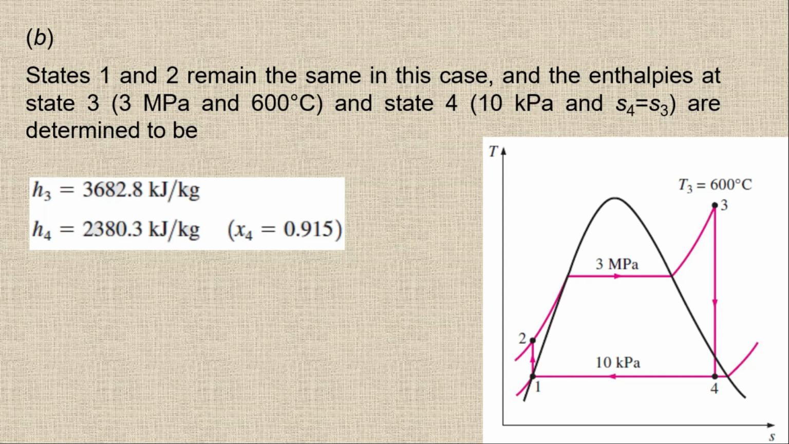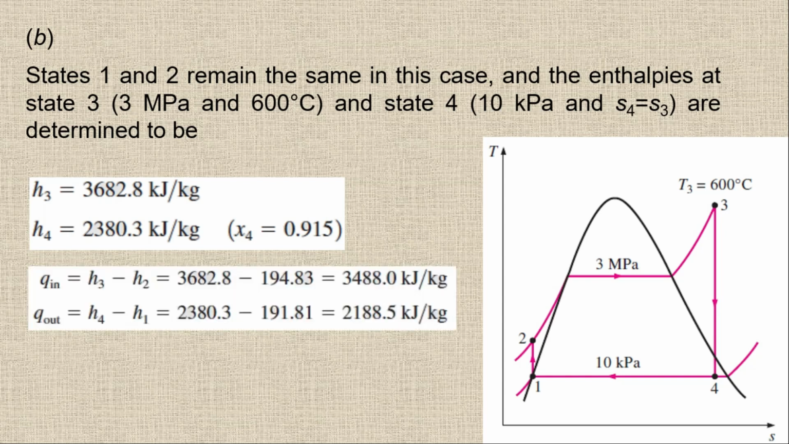So moisture content is decreased by superheating the steam. Then with the help of X4 we can find the enthalpy value, which will be equal to Hf plus X Hfg, and then you will get the value of H4, which is equal to 2380.3 kilojoule per kilogram. So by doing this we can find the enthalpies at different points. Ultimately, when we have H1, H2, H3 and H4, we can easily find Q in and Q out, and here Q in will be equal to 3488 kilojoule per kilogram, and Q out will be equal to 2188.5.